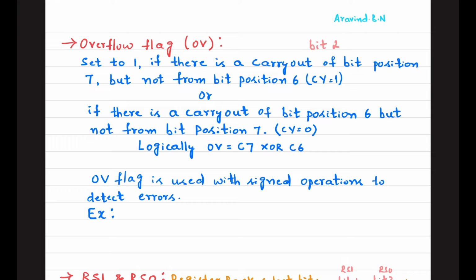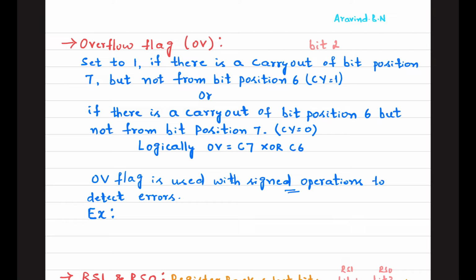In a very simple manner, logically the overflow flag is the carry out generated from bit position 6 XORed with the carry out generated from bit position 7. If its outcome is equal to 1, the overflow flag will be set. If its outcome is equal to 0, the overflow flag will be equal to 0. So the overflow flag is basically used with signed operations in order to detect errors.